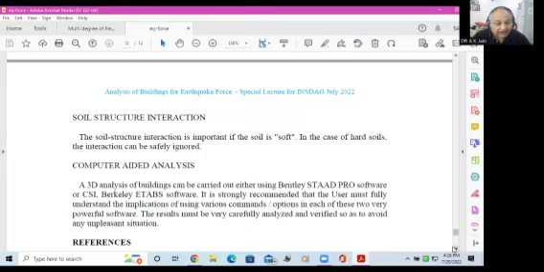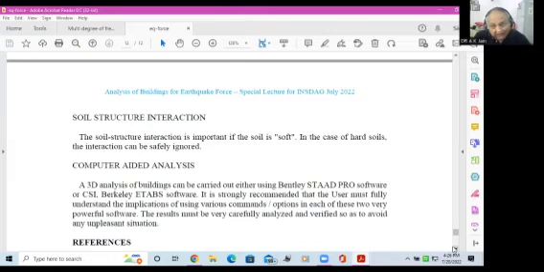Soil structure interaction. Now, a lot of people ask whether soil structure interaction should be taken into account, and if yes, under what conditions. In most cases, there is no need to take into account the soil structure interaction, even if the soil is soft. Okay? But if the building is very important, then you may wish to carry out a soil structure interaction. Otherwise, there is no need to carry out soil structure interaction. In the case of hard soil, the interaction can definitely be totally ignored.